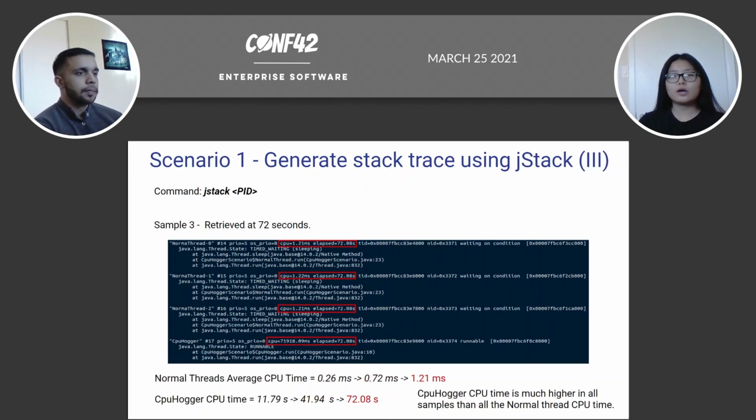The third sample, we collected at the 72 seconds mark. And just by looking at the CPU time for the normal threads compared to the CPU hog, the CPU hog is still much higher than the normal threads. And just by looking at the data collected throughout all the samples, we can clearly see that the CPU hog is the thread that consumes the most CPU.